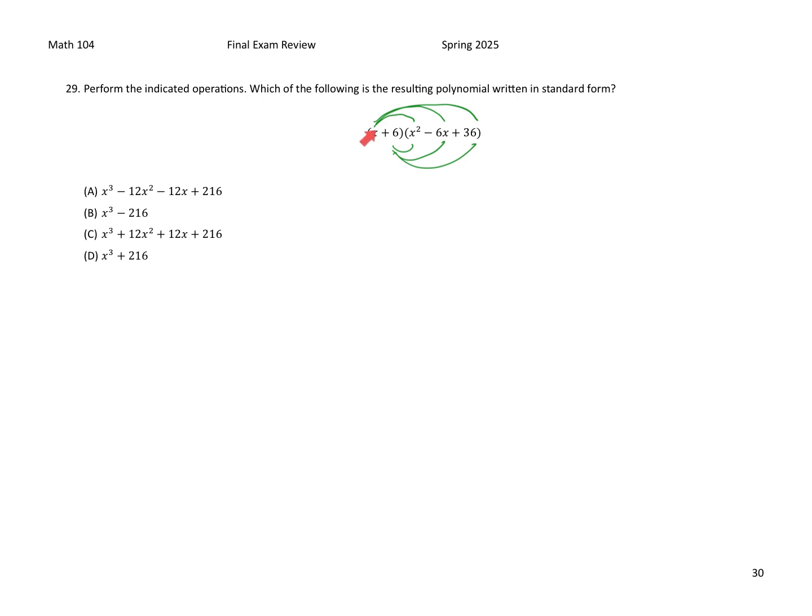So start with the x and distribute the x to every term in the second parentheses. So I'm going to have x times x squared is x cubed. X times negative 6x is negative 6x squared. And x times 36 is 36x.